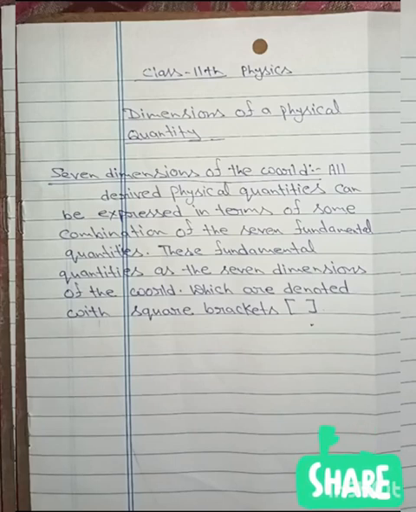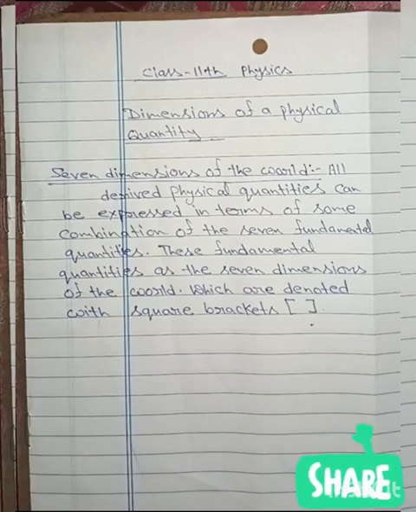Now, the second one is derived quantities. Derived quantities are based on other physical quantities, or we can say they are based on the fundamental quantities. They are derived from these fundamental quantities, so they are known as derived quantities, like velocity, acceleration, force, momentum, etc. So I hope it's clear to everyone.